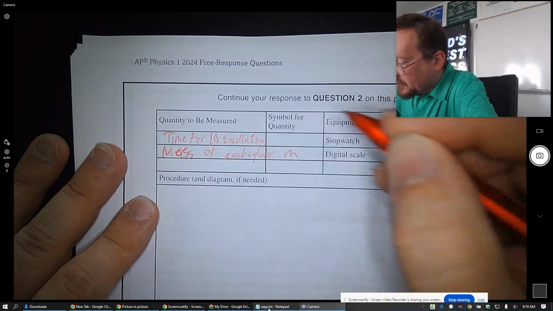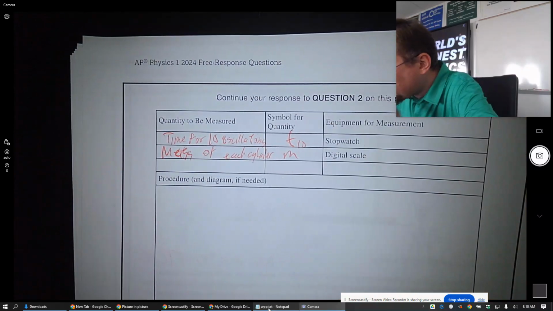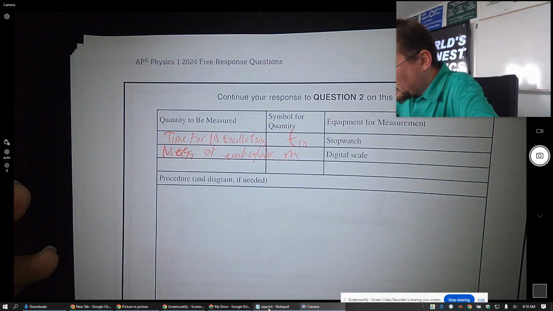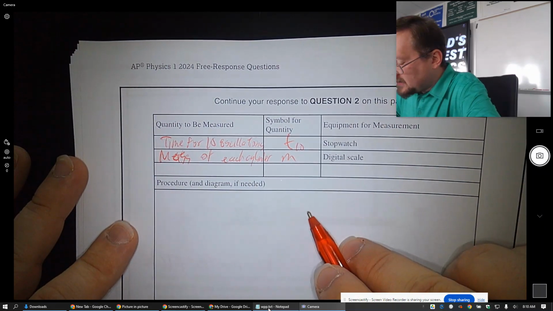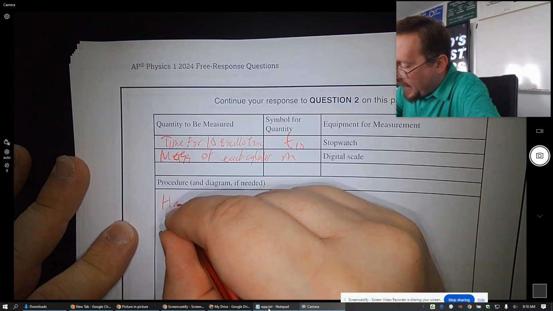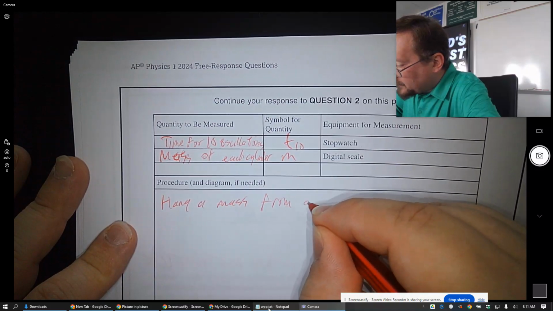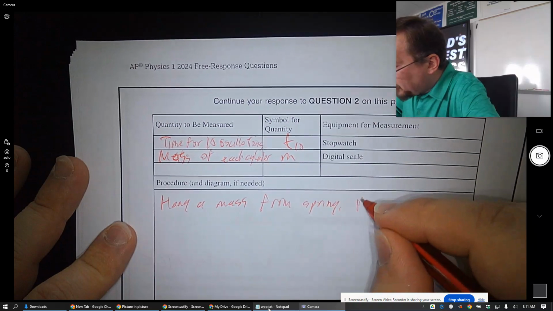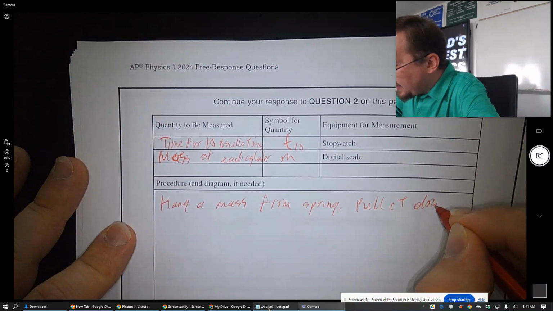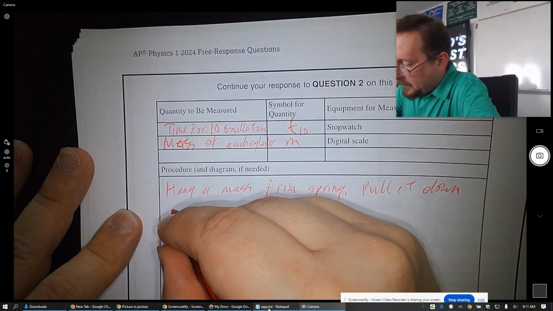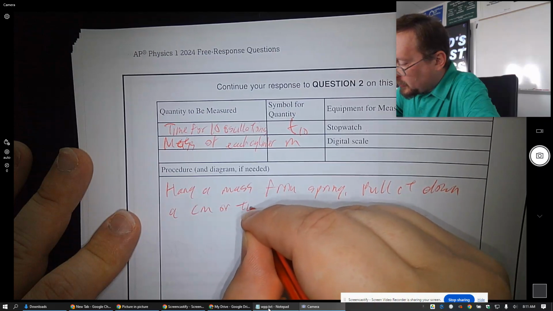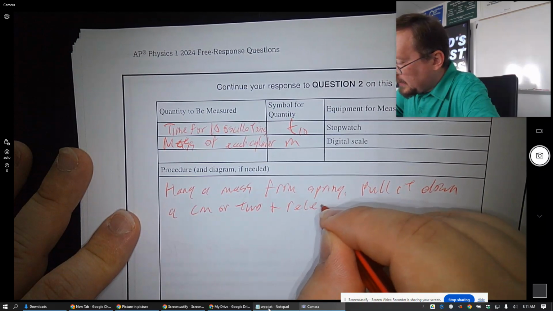If you just say wiggles, they'll know what they're talking about. I'm going to call that T10. And I think that's all I really need. Okay, so the procedure and diagram if needed. So I'm going to say hang a mass from the spring, pull it down a centimeter or two, and release.